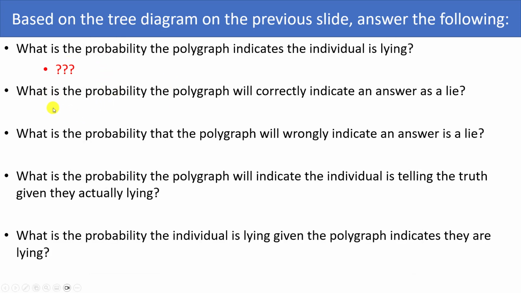So the next one says, what's the probability the polygraph will correctly indicate an answer as a lie? And be very careful to parse the language here, right? So correctly identify an answer as a lie. This is not a conditional. This is just saying in general an answer, so that's like out of everything. What's the chance that it correctly identifies an answer as a lie? Well, that means it has to be a lie, and the polygraph has to indicate it is a lie, right?